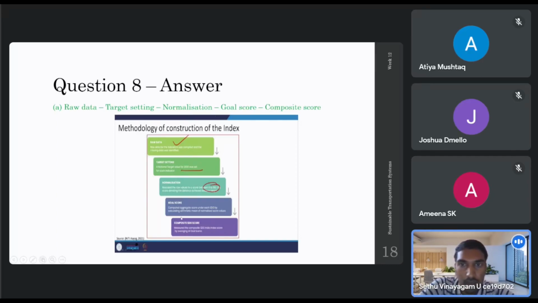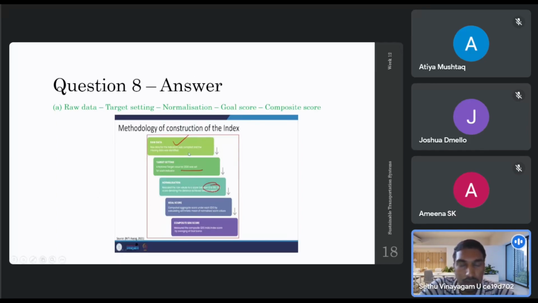So here is the flow chart of the methodology for constructing the SDG India Index. We start with the raw data. As I said, we have multiple indicators. For whichever state we are calculating it for, we obtain this raw data.